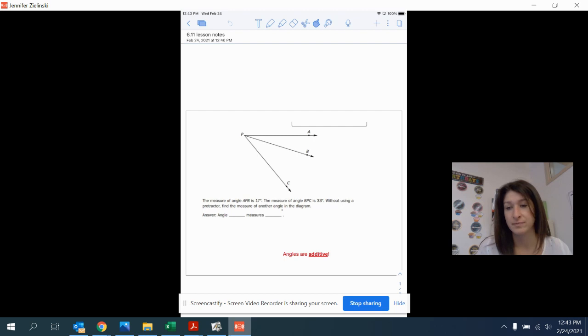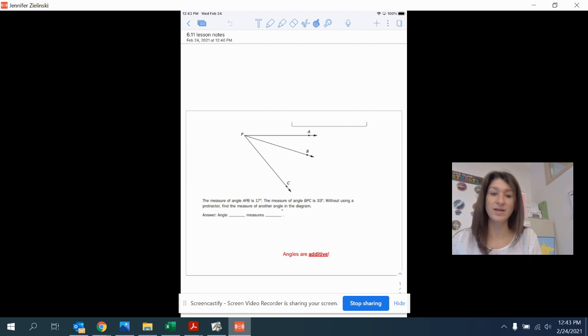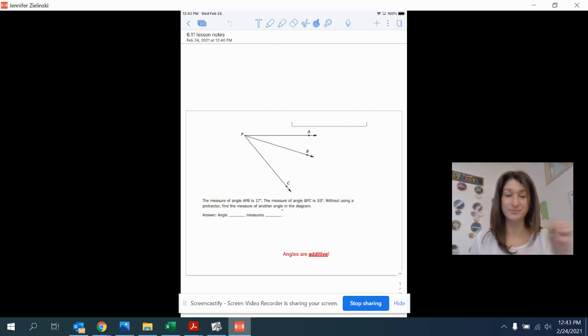Today we are moving on to lesson 611, where we are going to talk about angle measures as additive. I want you to think about what word you hear in additive to help you figure out its meaning. I see the word add. So thinking about how angles can be additive and adding some angle measures together.